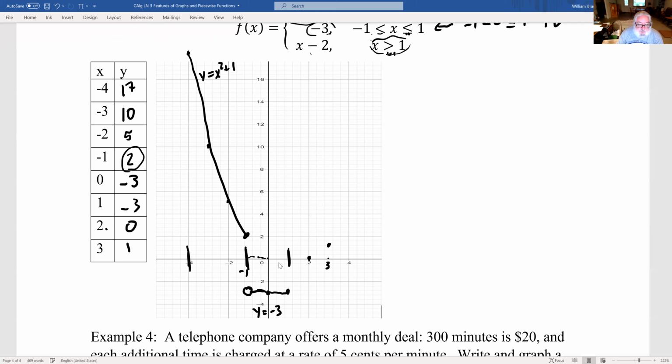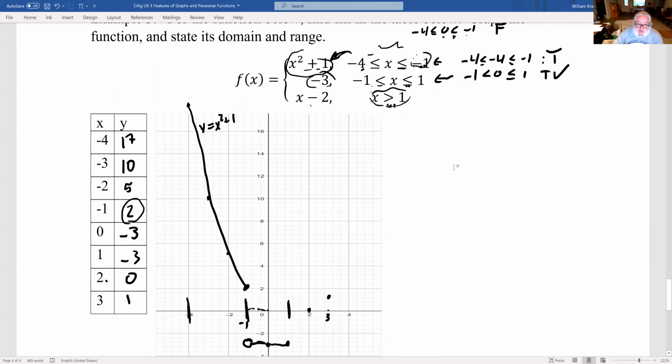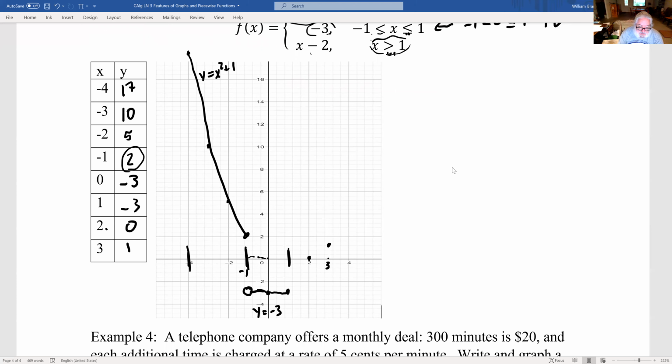So this is y equals minus 3, the middle one, but only for x's between minus 1 and 1. And then finally, we have y equals x minus 2, but only for x bigger than 1. So that's these two. And how far to extend it to the left? Only until we get to that vertical line, because that's when we have to change our formula. And so that'll go back to here, an open circle. And it says x bigger than 1. So we just keep going off to the right.